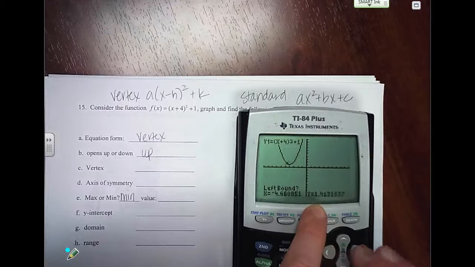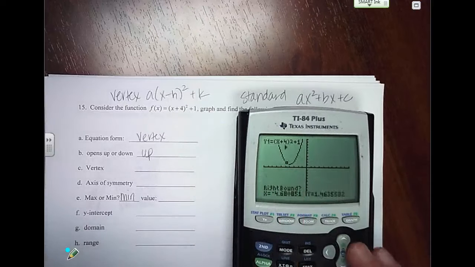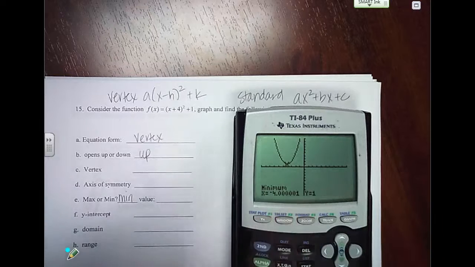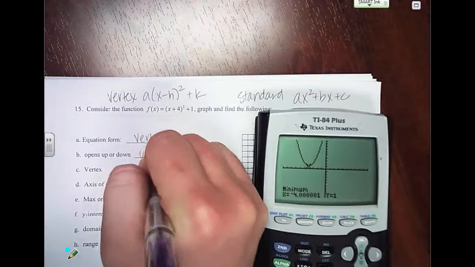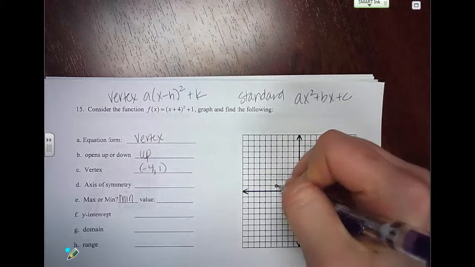And every calculator is different. Yours might start right on. So I'm to the left of the vertex, press enter. Then I go a little bit to the right of it, press enter. And then it says guess, so I'm going to go right on it. So the vertex is -4, +1. And I'm going to go ahead and graph that. 1, 2, 3, 4, +1.